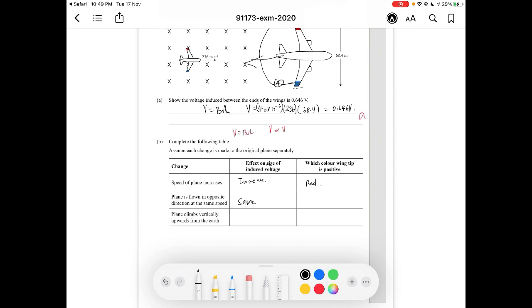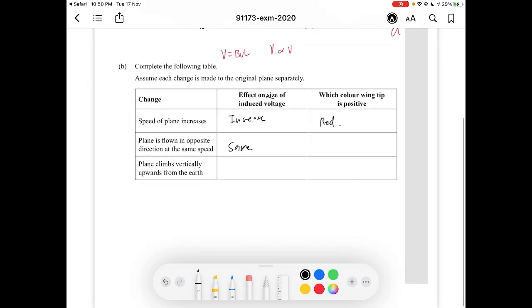Therefore, when it does turn 180 degrees, you'll find that the blue tip will then be facing up and the red tip will be facing down. So therefore, there's actually no change. Since the red tip is facing down, that means the bottom tip will become positively charged. And therefore, it's again going to be the red tip that's positive. So that's what some students have argued.